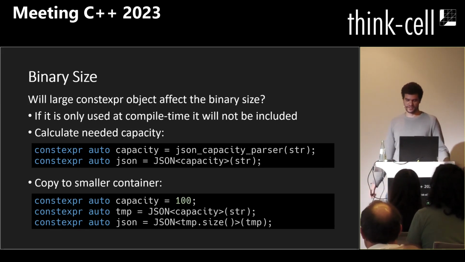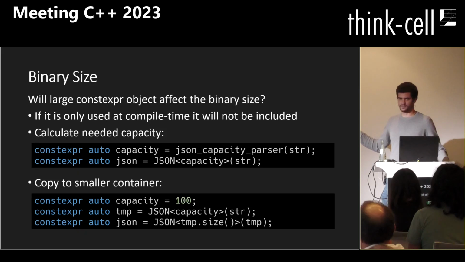One way is to first run a lightweight parser to find what capacity is needed, and then just allocate based on the capacity that is necessary. Another way is to copy from the big capacity allocator into a smaller one based on the size that is actually used.